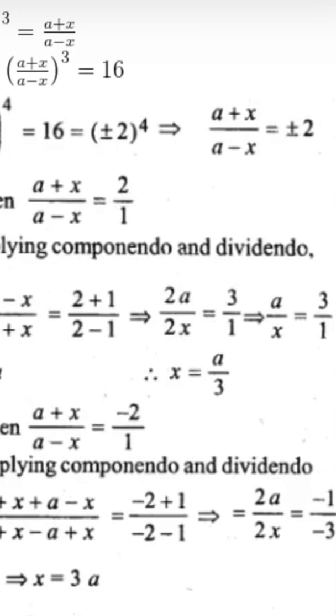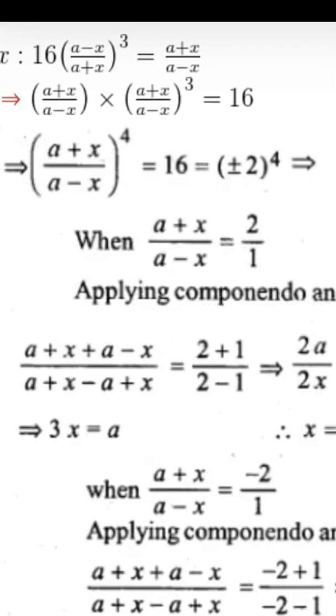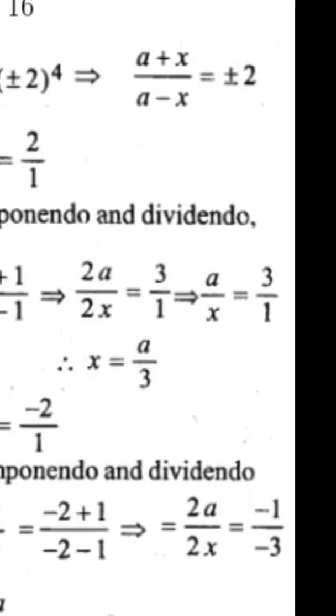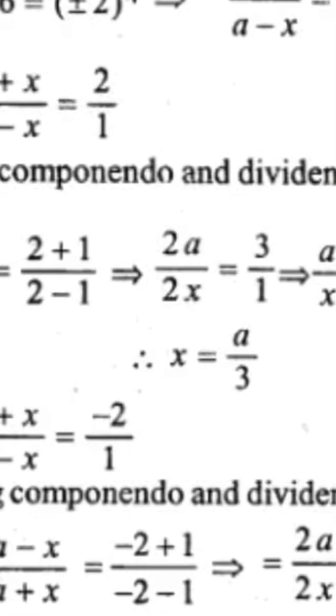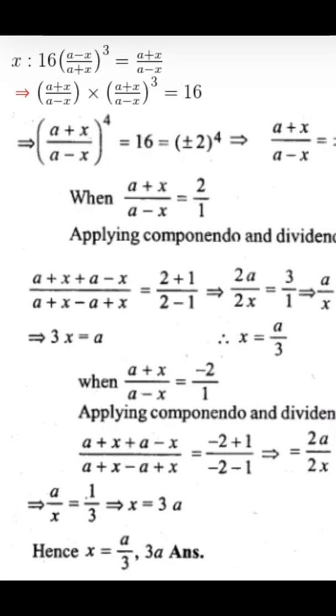Once we are getting two values, we will take them one by one. When (a plus x) upon (a minus x) is equal to 2, that is a positive value. Then applying C and D, we can solve it like this. We get a upon x equals 3 on simplifying it, which gives x is equal to a by 3. This is the first value when we were having (a plus x) upon (a minus x) equals 2.